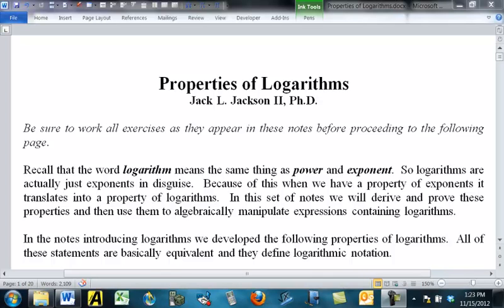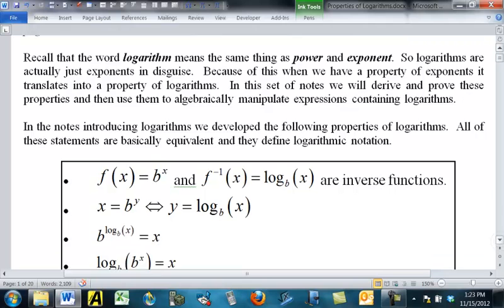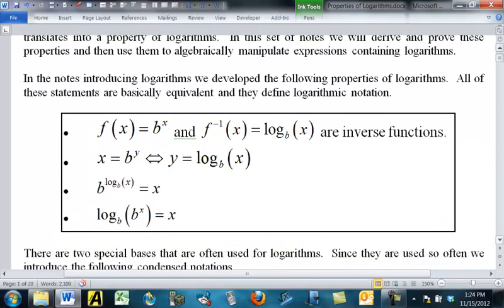Now, we also had a set of notes where we introduced the logarithm earlier, and we came up with not only logarithmic notation, but a few real basic properties. These are the most basic properties that we have there, and in fact, all of these are really equivalent to each other. If you get one of these, you get the others. You could think of any one of these as being the definition of the logarithm. We actually used the second one there as our definition of logarithmic notation.